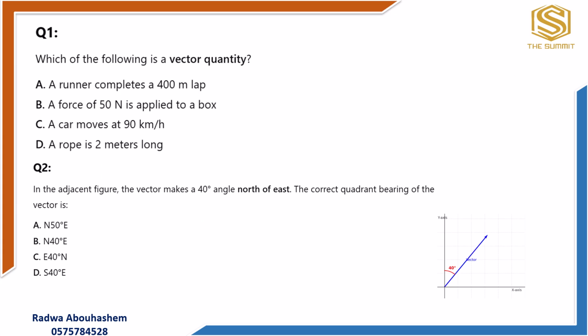Let's try to solve some problems over the part that we have discussed earlier. The first question: which of the following is a vector quantity? Vector means that we have a magnitude and a direction. A runner completes a 400-meter lap. This is a magnitude, no direction in it. A force of 50 Newton is applied to a box. We know that force is a vector quantity, so here's my answer.